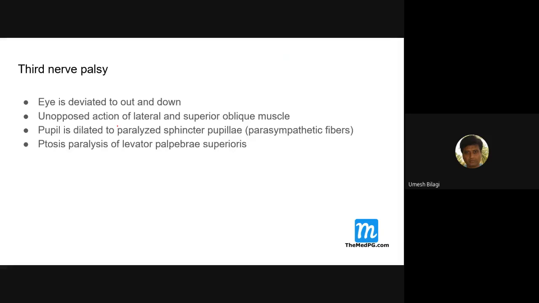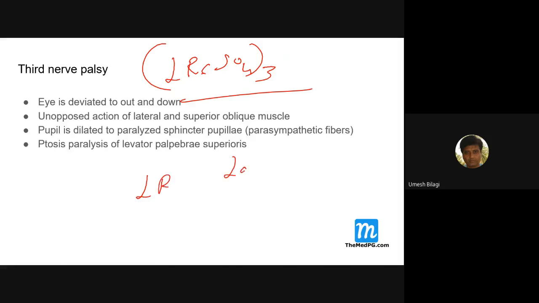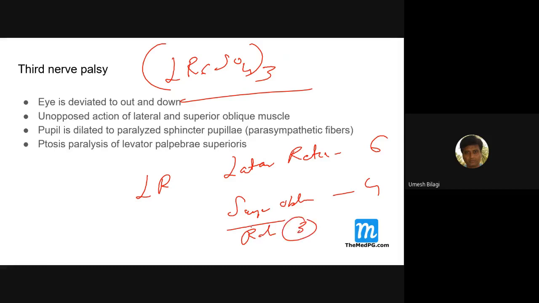Third nerve palsy, one more thing. The eye is deviated out and down. Why? LR6 SO4 thrice. What is it? That means LR, lateral rectus, is supplied by the sixth cranial nerve. Superior oblique muscle is supplied by the fourth cranial nerve. The rest are supplied by the third cranial nerve. And this formula is a mnemonic.